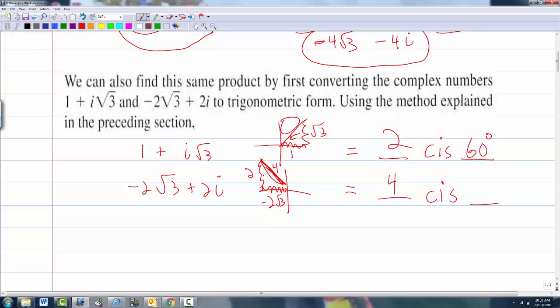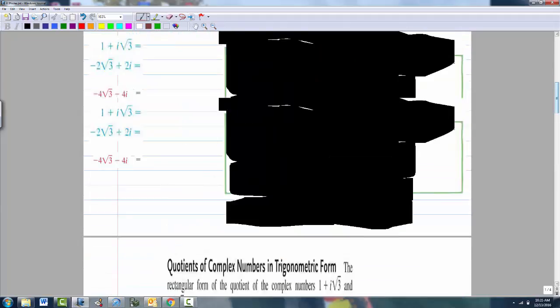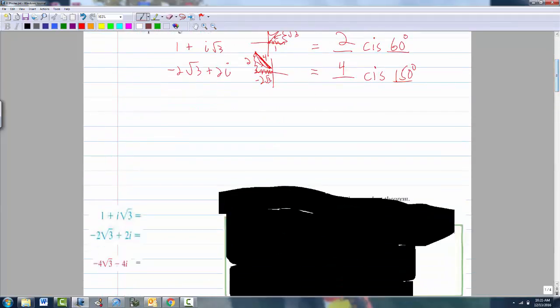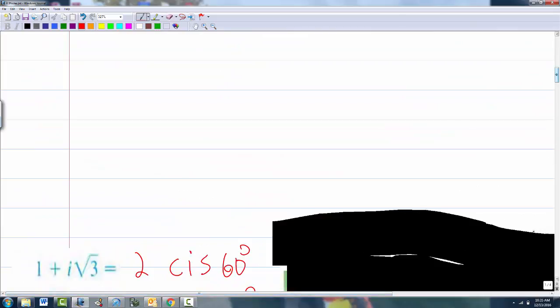Okay, and then what's the angle measure? That's a 30, so what is it actually, though? 150. Okay, now we're going to drag these answers down here. Okay, so 1 plus i root 3 is 2 cis 60. These are equivalent, just one's in rectangular form, one's in trig form. Negative 2 root 3 plus 2i is 4 cis 150. That's the trigonometric equivalent. We can't extrapolate until we look at the answer.